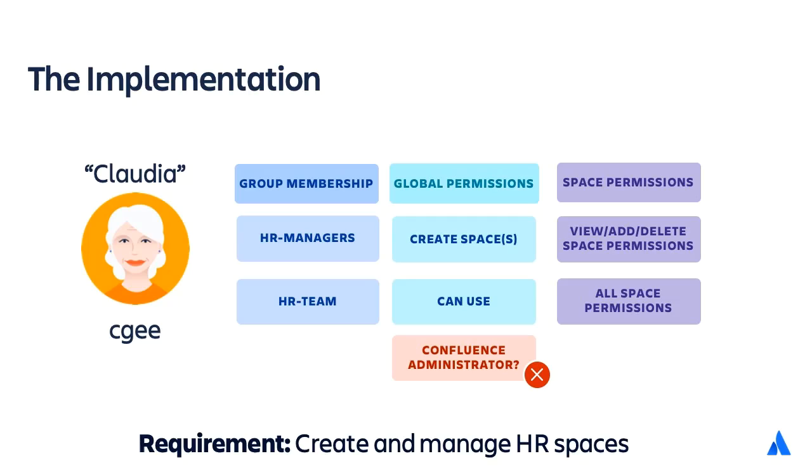To complete the implementation, a member of the Confluence Application Administration team with global level administration permissions must create a new group named HR Managers, add all users who are HR managers, including Claudia, to the new group, grant the group the Create Spaces global permission, grant the group all space permissions for existing spaces, and instruct HR managers to grant the HR Managers group all space permissions in any space they might create.